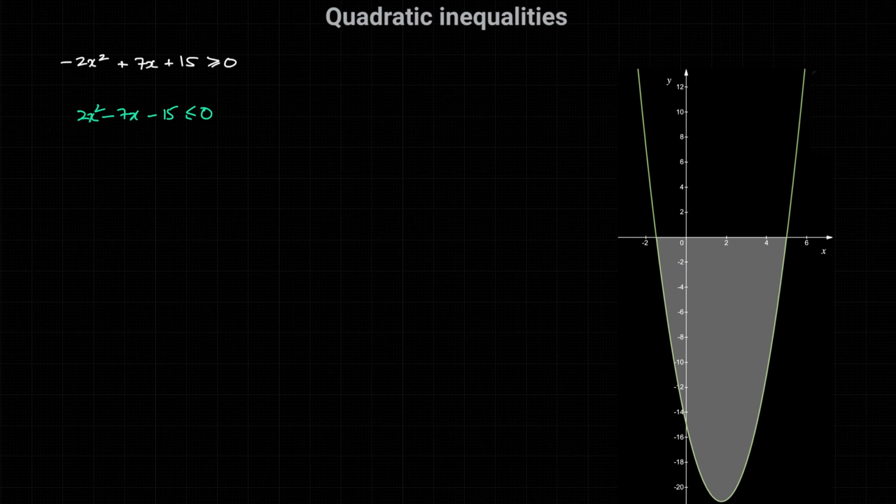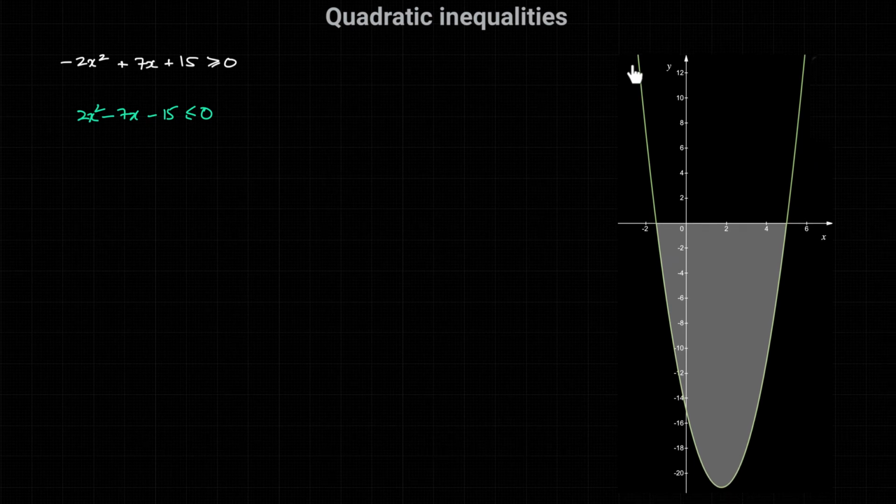So here I have the curve that has the equation y is equal to negative 2x squared minus 7x minus 15, and I want to find the values of x for which this curve lies on or below the x-axis. Those are the values of x for which this curve is less than or equal to 0. So again, we can solve for the values of x for which it's equal to 0. Those are the x-intercepts here. And then we can determine the values of x for which this expression is less than or equal to 0.